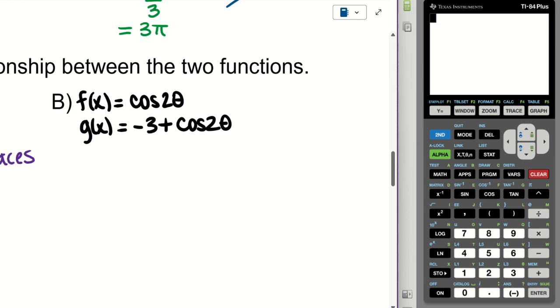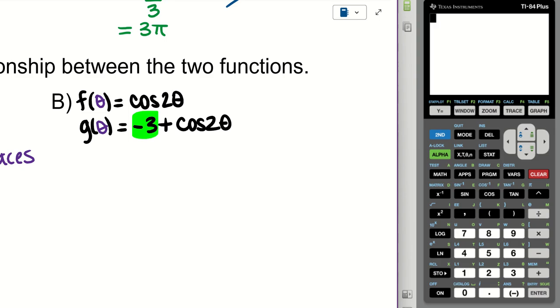Okay, same thing over here on b. So these should be thetas here. So my f function is cosine 2 theta, and my g function is -3 plus cosine 2 theta. So notice they're both 2 thetas in the equation, so there's no difference there. What the difference is in this equation is this -3 in the g function. So the -3 is in the same spot as the d in the equation up top. The d in that equation tells me that it's a shift up or down.